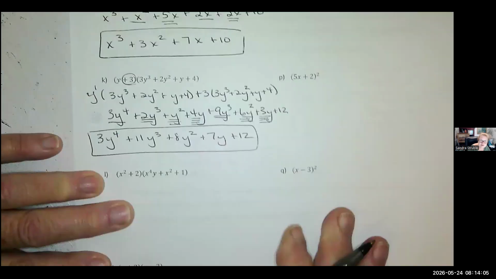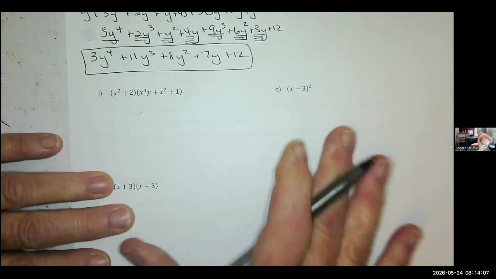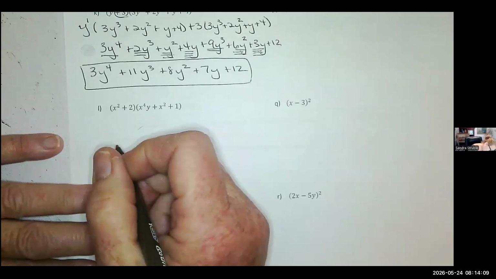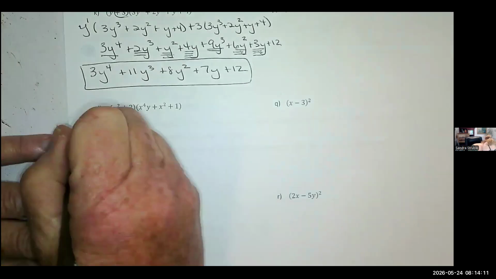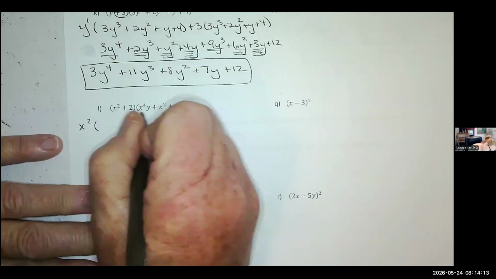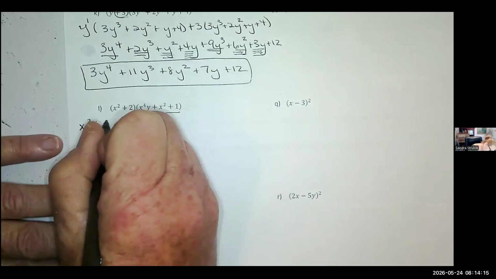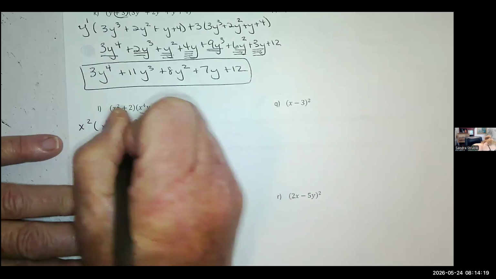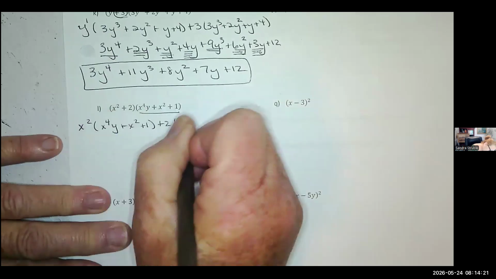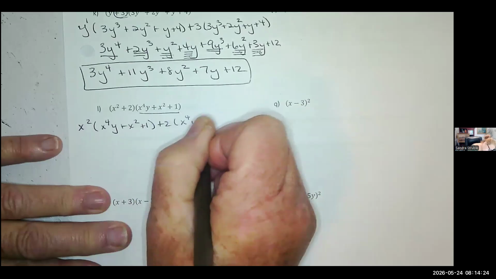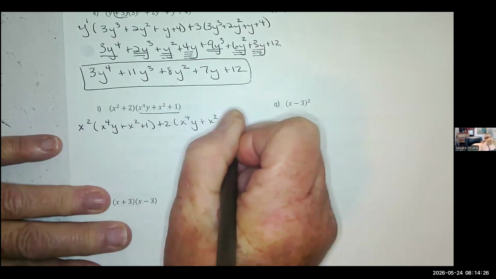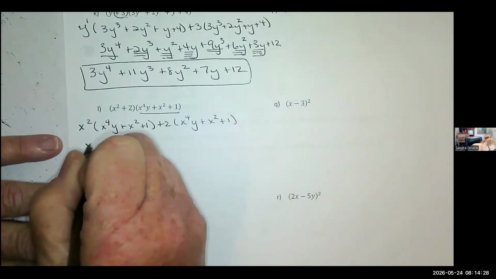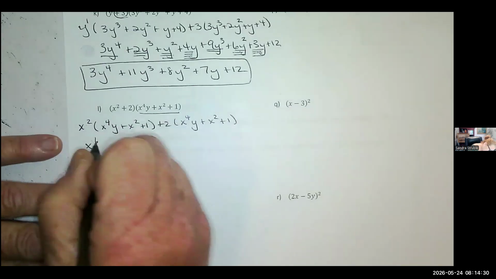Again, you can only use distributive or box method. So x squared times the trinomial, and then plus 2 times the trinomial. Distribute. 2 plus 4 is 6. Don't forget your y. 2 plus 2 is 4.